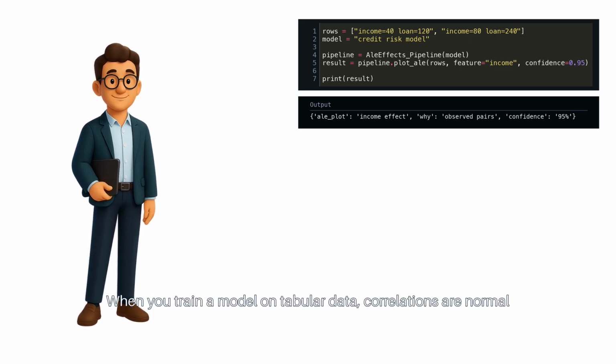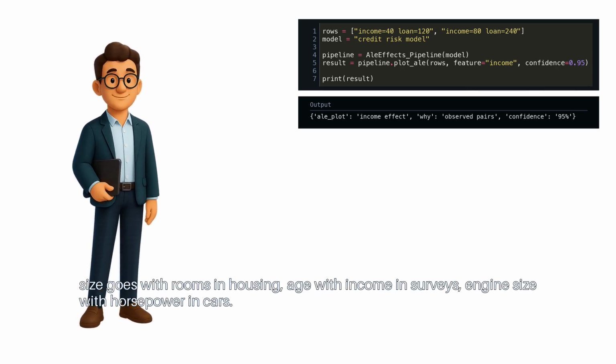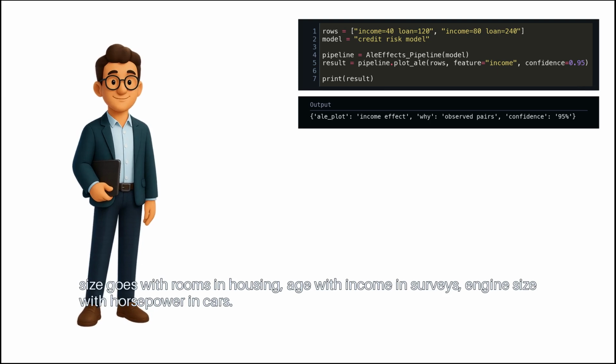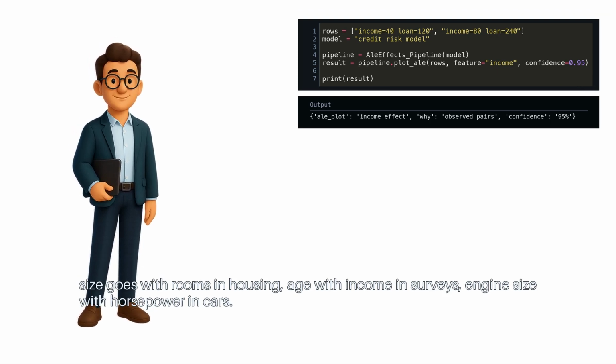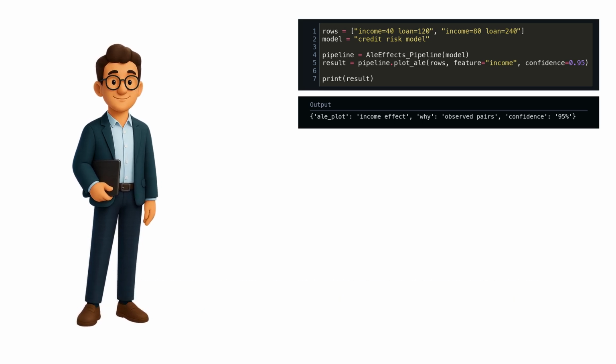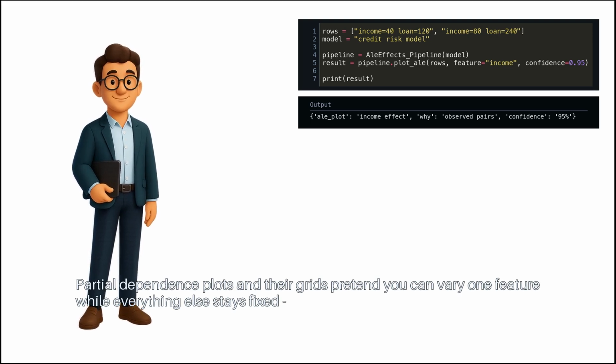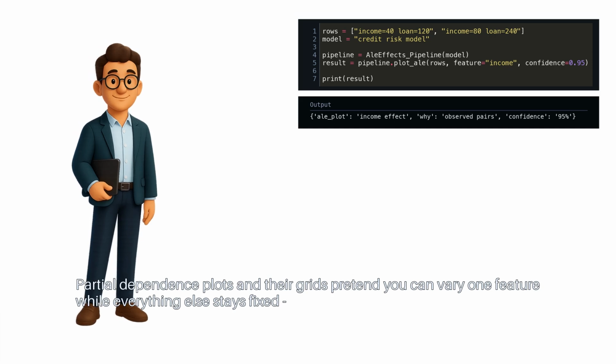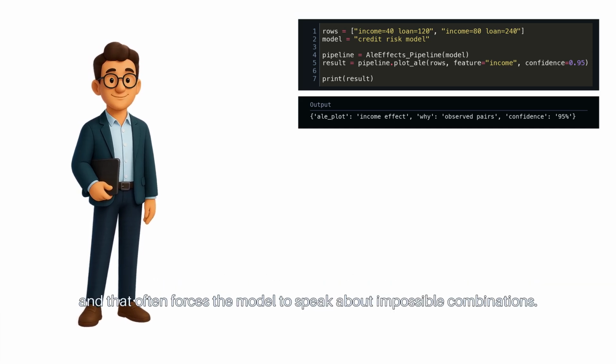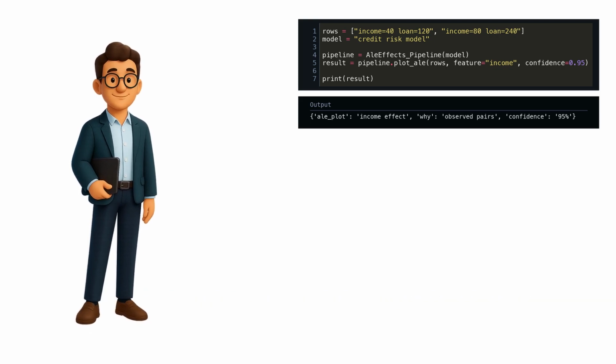When you train a model on tabular data, correlations are normal. Size goes with rooms in housing, age with income in surveys, engine size with horsepower in cars. Partial dependence plots and their grids pretend you can vary one feature while everything else stays fixed. And that often forces the model to speak about impossible combinations.